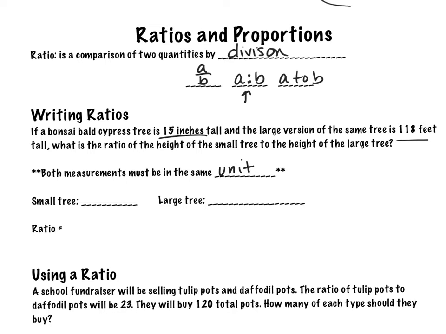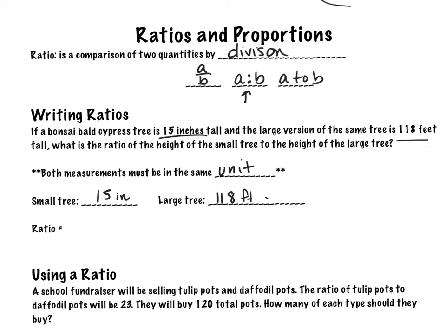So if I look, the small tree is 15 inches. The large tree is 118 feet. Now I need to make a decision on what I'm going to convert, whether it's inches to feet or feet to inches, so that I have the same unit. What I would recommend is to look at whether there is one you can convert that won't give you a decimal. If I converted 15 inches to feet, would I get a whole number of feet? No, I'd get a foot and 3 inches. How about if I convert feet to inches, though?